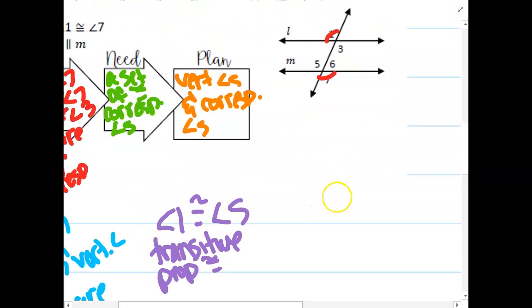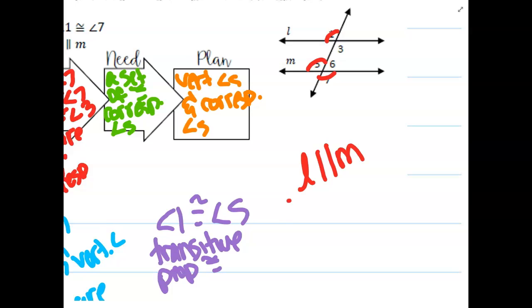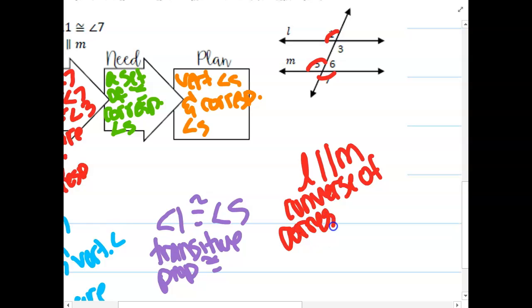Okay, now that I've shown angle 1 is congruent to angle 5, I can now say, okay, these lines are parallel. I can say that L is parallel to M. Because what I've done here is I've shown that I have these corresponding angles that are congruent. And we have that theorem, what is it, 3-4, that is the converse of the corresponding angles theorem. As soon as you say, okay, I have corresponding angles that are congruent, those lines are going to be parallel.